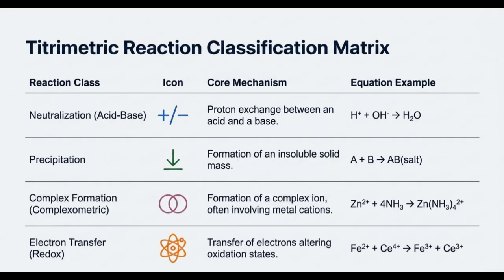The third class is complex formation, also known as complexometric titration, which involves the formation of a complex ion, often with metal cations, such as zinc ions reacting with ammonia to form a zinc-ammonia complex. The fourth class is electron transfer, or redox titration, where electrons are transferred between species and oxidation state change. For example, when iron 2 plus reacts with cerium 4 plus to produce iron 3 plus and cerium 3 plus. Each class has its own typical applications and preferred indicators.